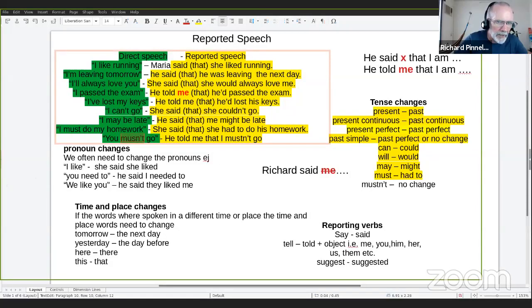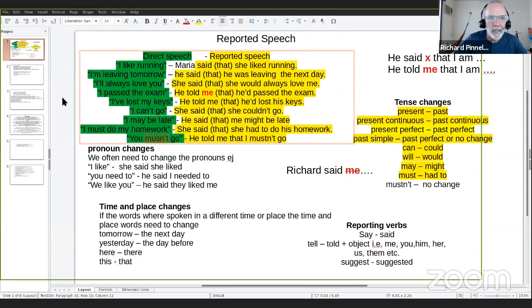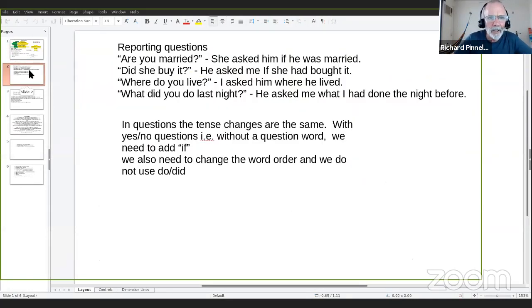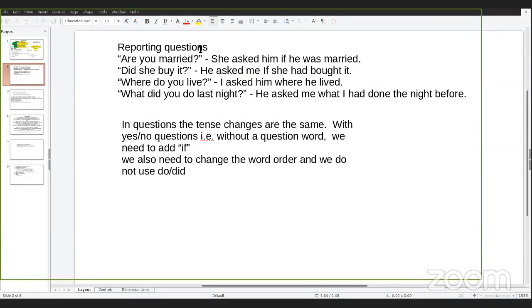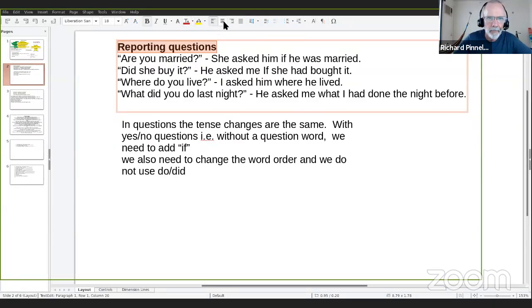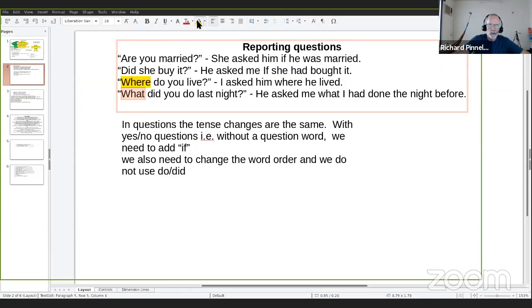Very good. Okay, so far then we've seen statements. Now we need to look at questions. How do we report questions? So I've got some examples of questions here. First of all, I've got 4 questions here. 2 are yes and no questions, that is, they don't have a question word, and 2 have question words.